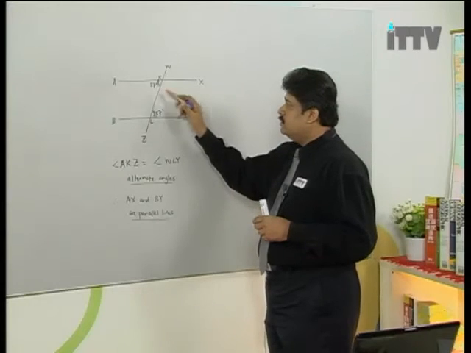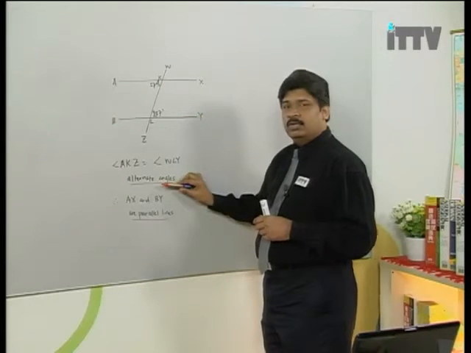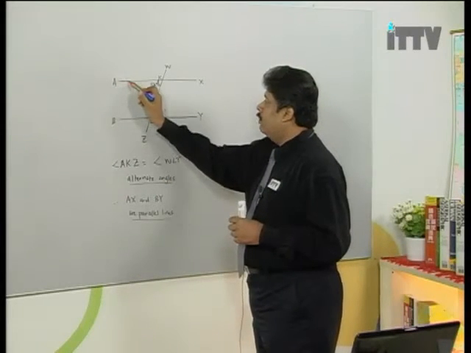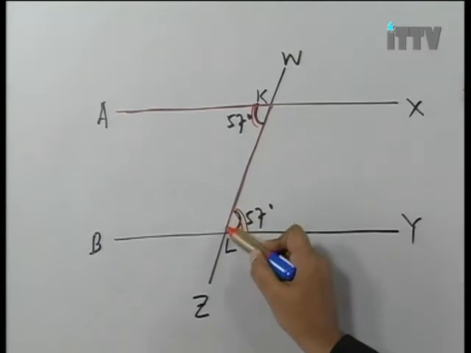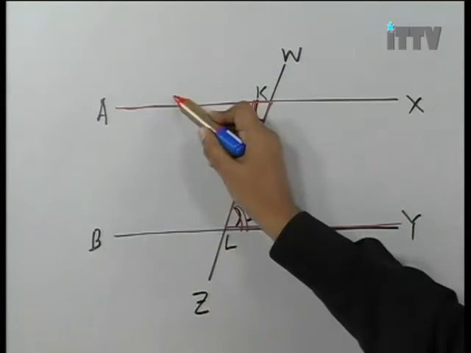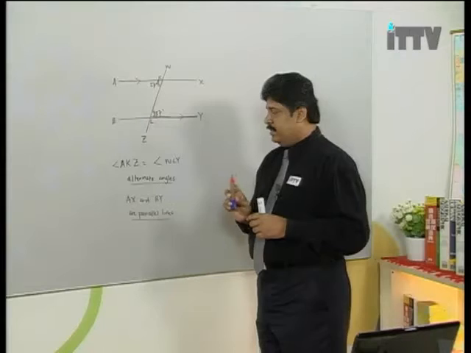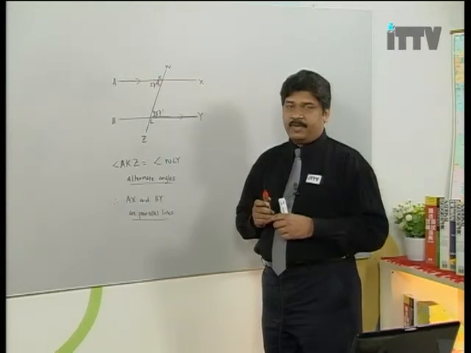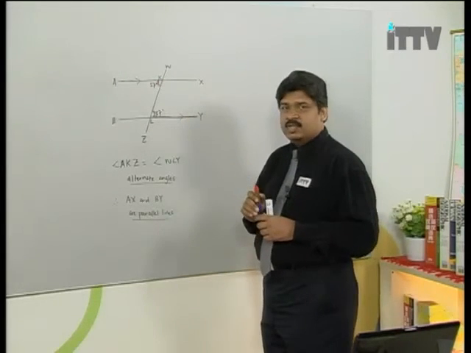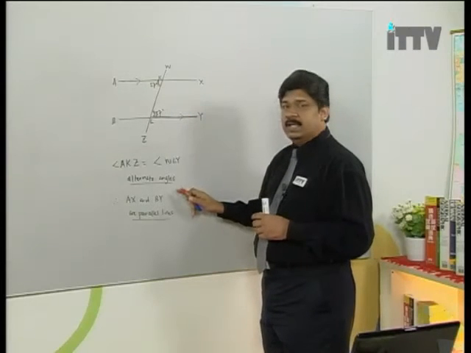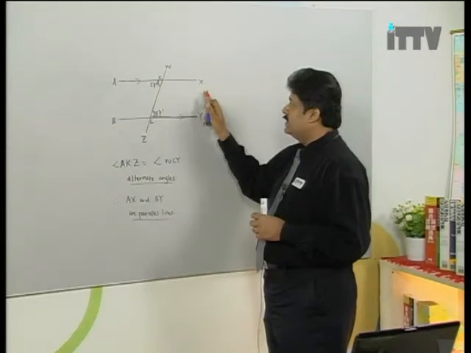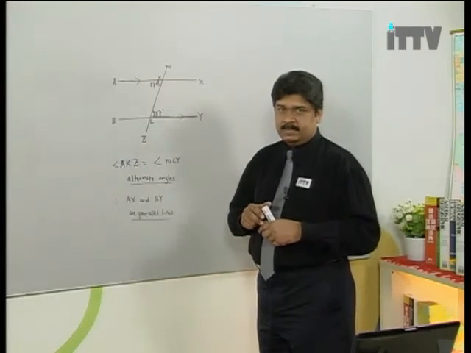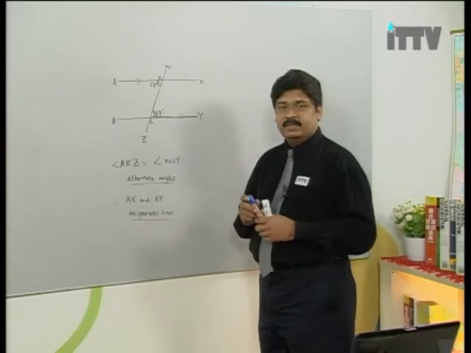Now, if you look into these two angles, they form alternate angles. How are they alternate angles? Well, if you remember, an alternate angle looks like a Z shape. So therefore, we can say that AX and BY are parallel lines, because I can establish that these two angles are alternate angles, therefore these two lines AX and BY are parallel lines. I hope you have understood what I've said to you just now.